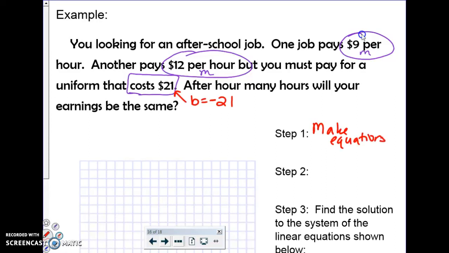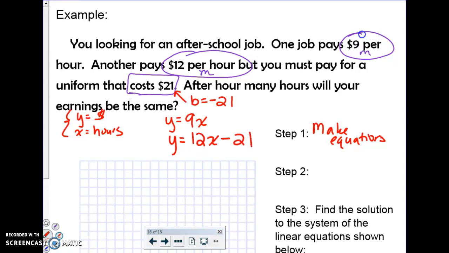Right. So it sounds like it's dollars per hour, right? Or is my rate of change? So y is going to be my dollars, and x is going to be my hours, defining my variables. So job number 1, it looks like I make $9 per hour. And there's no beginning. I just walk in, I'm at $0. And then job 2, I make $12 per hour, but again, I'm negative 21 when I started. So that's my system.